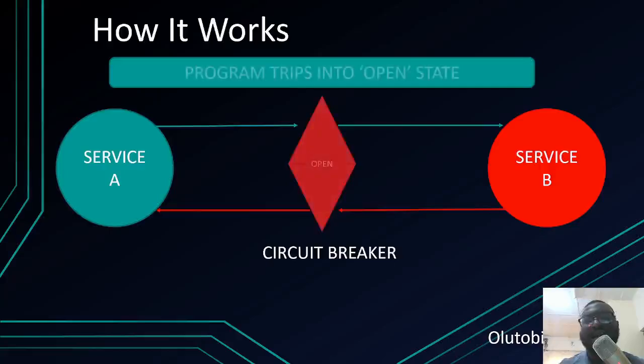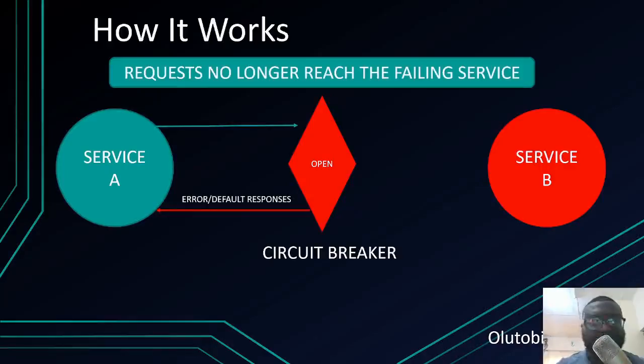Now, you see the circuit breaker trips into an open state, and then it refuses to pass along any request to service B anymore. So when service A sends a request, the circuit breaker just responds to service A with an error response or a default response, or in some circuit breakers, it sends a cached response that has been cached from one of the previous requests, right? So that it will just send some form of data as a fallback instead of sending a request to service B that will most likely fail.